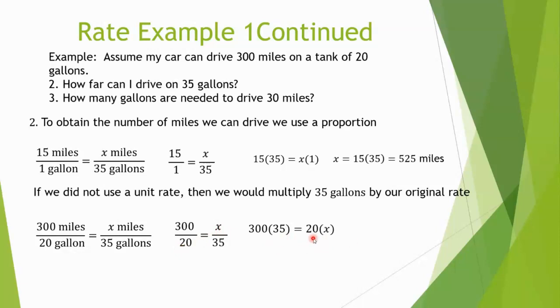And how do we get x? Well, we want to get the 20 out of there, right? We interchange both sides of the equation. As I said before, it's good to have the variable on the left. Now, we want 20. We don't want 20x. We want only x. So what do we do? Divide by 20. And then once we divide by 20, we get our answer. So we get x again is 525 miles.